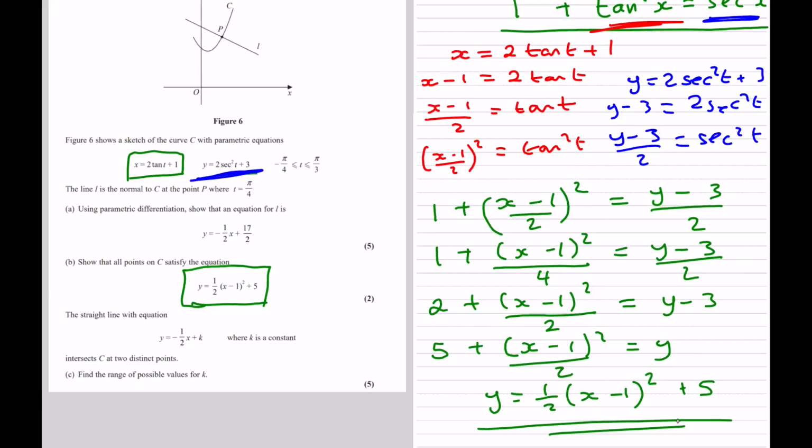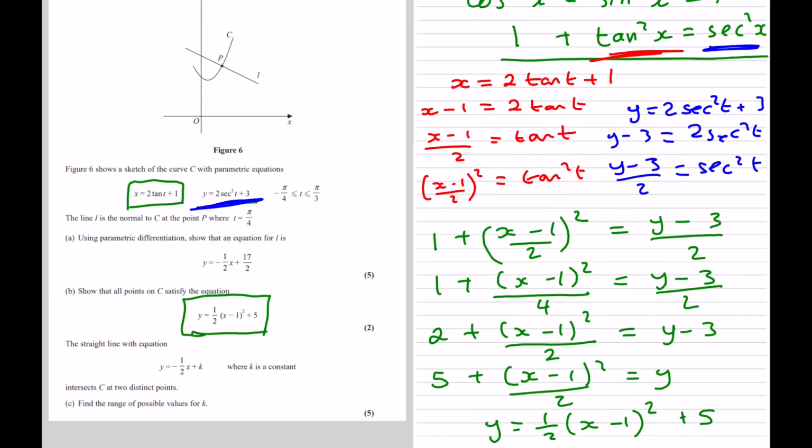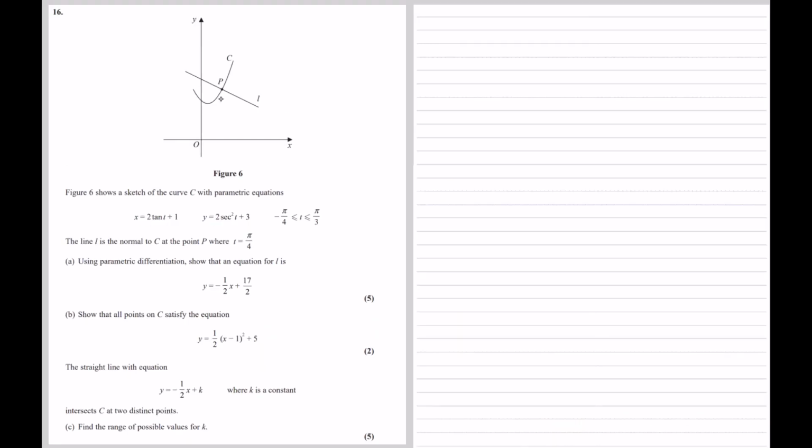And part C, so the straight line of equation y equals minus a half x plus k. So there's a line parallel to this line here. But we don't know what its y-intercept is, so it can be anything up and down this line. It intersects C at 2 distinct points. Find the range of possible values for k.